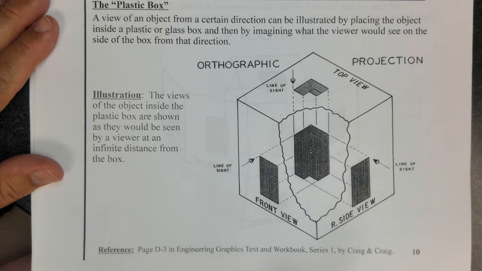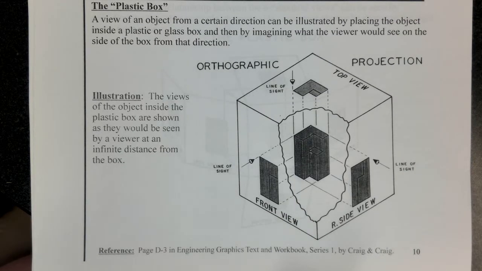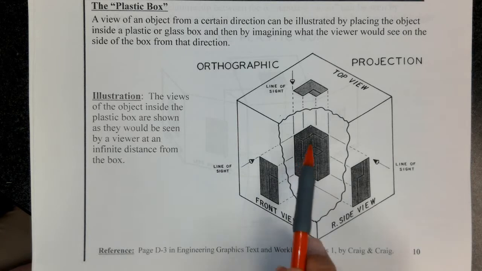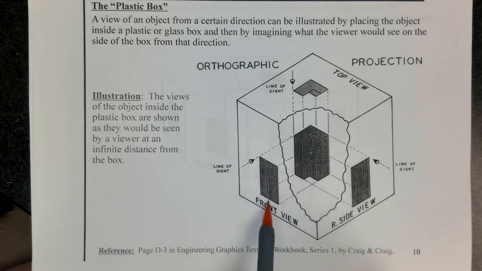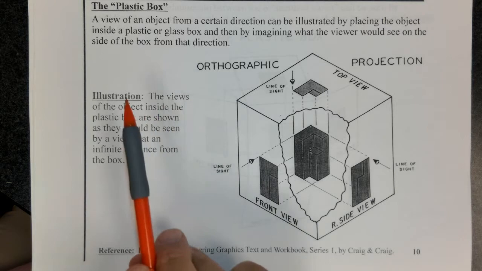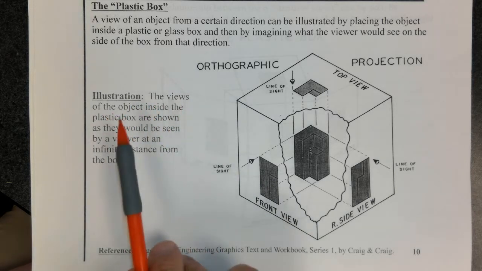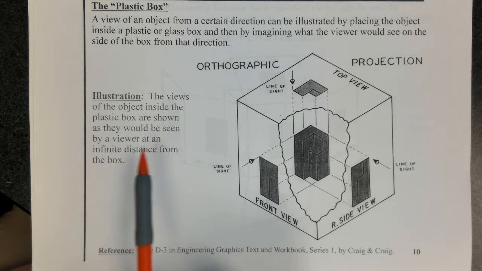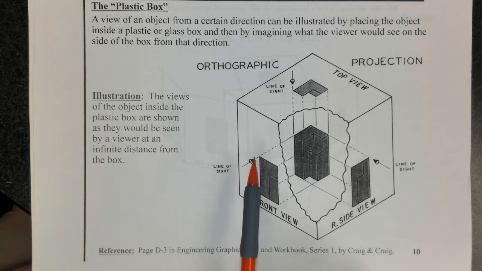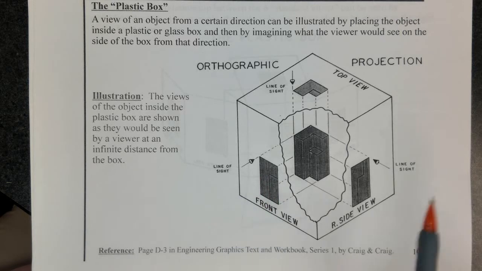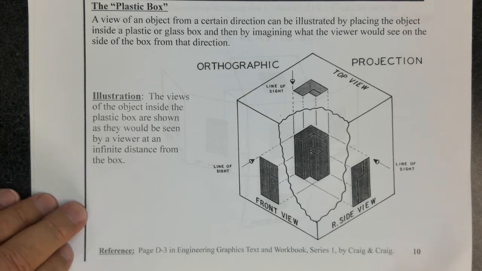So here's that same block in a plastic box. Well, you can see through the plastic box, and you can see the block. They are projecting the surfaces onto the front view and the right side view and the top view. It says the views of the object inside the plastic box are shown as they would be seen by a viewer at an infinite distance from the box. So these little symbols here represent your line of sight. These are the surfaces you see. And on the right side view, these are the surfaces that you see as well. Okay?